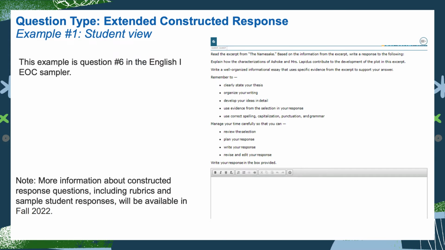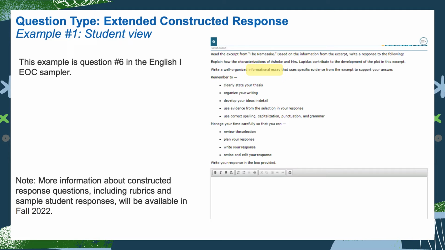Here's an example of what this could look like. Students are first prompted to read the text in the passage, and then based on the information in the text, they are to write a response to a prompt. In this case, the prompt reads, explain how the characterizations of Ashok and Mrs. Lapidus contribute to the development of the plot in this excerpt. Write a well-organized informational essay that uses specific evidence from the excerpt to support your answer.